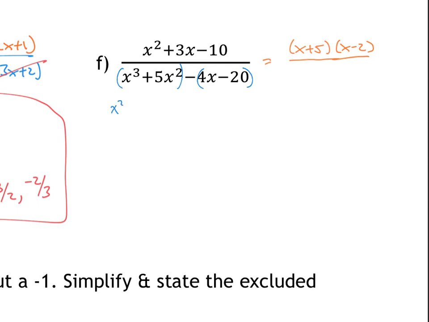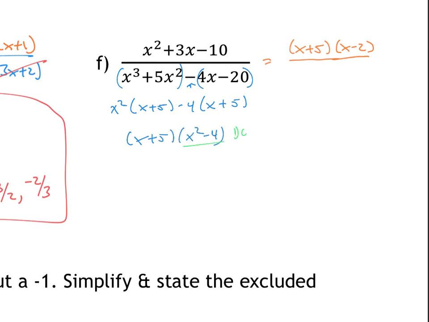So I can take out an x squared here. That's going to leave me with an x plus 5. 4 and 20, I can take out a 4. Remember, since I took out that minus right here, I have to change the sign. So x plus 5 and x squared minus 4.